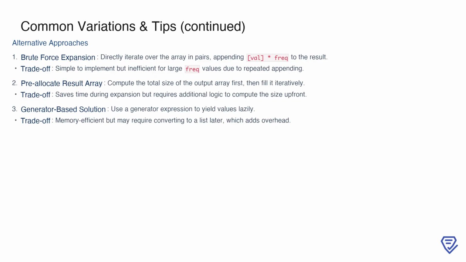Another approach is using a generator-based solution, which yields values lazily. This is memory efficient and avoids creating large intermediate lists, but it may require converting the generator to a list later, which adds some overhead. Each method has its pros and cons, so choose the one that best aligns with the problem's constraints and requirements.